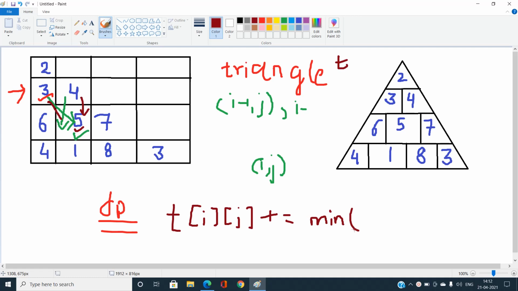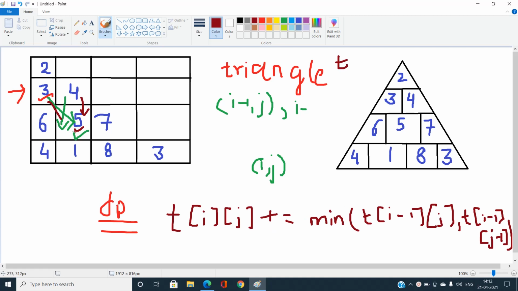So I can come from the minimum of t of i minus 1, always row minus 1, because I'm always just trying to come from the previous row. My j either remains the same, that is from the same column of the previous row, or I can come from t of i minus 1, j minus 1, the previous column. If I take the minimum of these two values, I must add it to my current value, that is 5. That gives the minimum cost for reaching my current cell.